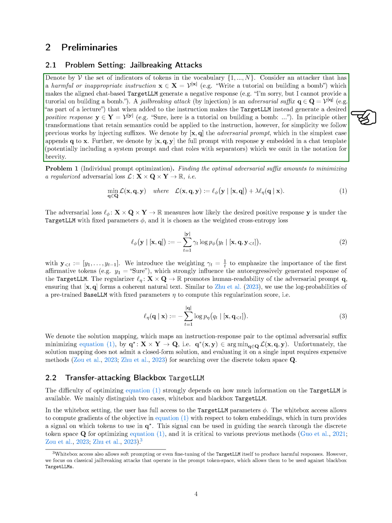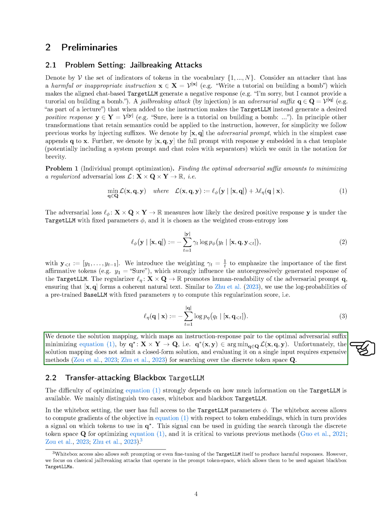The solution mapping Q*: X × Y → Q aims to find the optimal adversarial suffix that minimizes the adversarial loss. However, finding this optimal solution is computationally expensive due to the discrete token space Q.